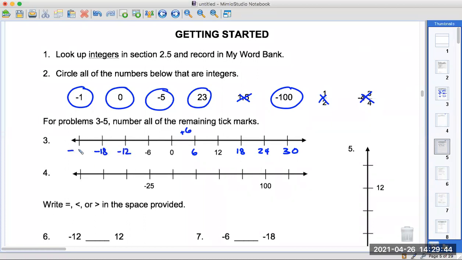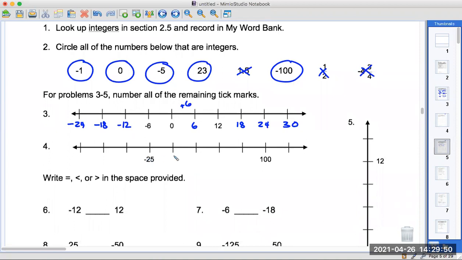-18, -24. Yeah. And now here we don't have 0, but there's a clue, -25, +100.